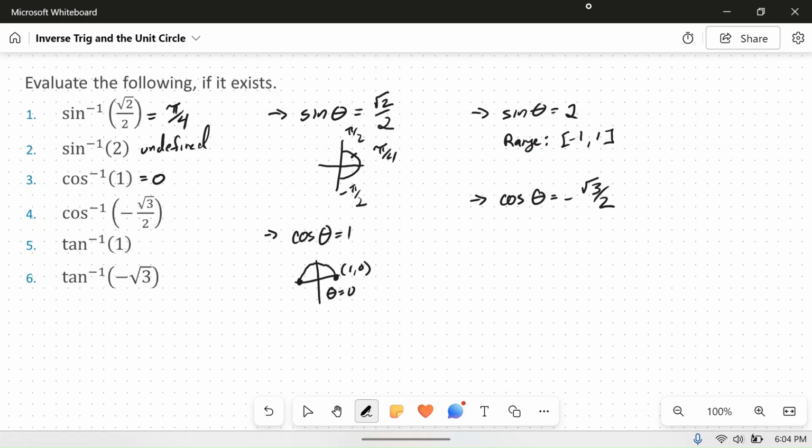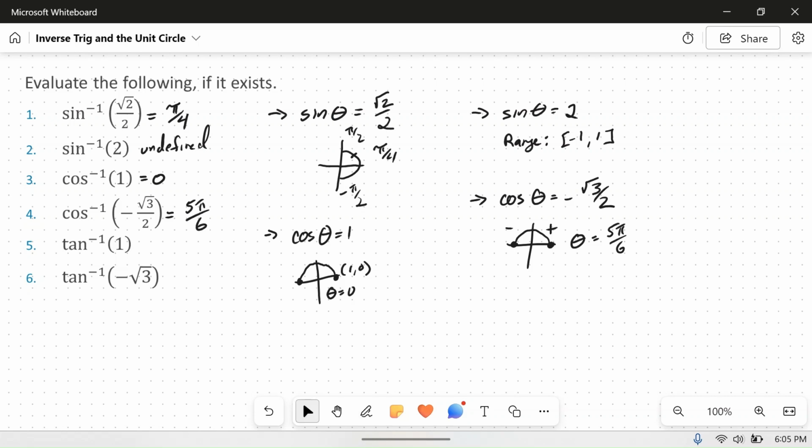And again, when we're talking about inverse cosine, we're restricted to the top half of the circle, so the first and the second quadrant. Cosine's positive in the first, negative in the second. So in order to find my answer for the inverse cosine, I need to find the angle in the second quadrant that makes cosine negative root 3 over 2. And again, just from our unit circle, I know that cosine is square root of 3 over 2 at pi over 6. And in the second quadrant, that's going to be 5 pi over 6. So the inverse cosine of negative root 3 over 2 is going to be 5 pi over 6.